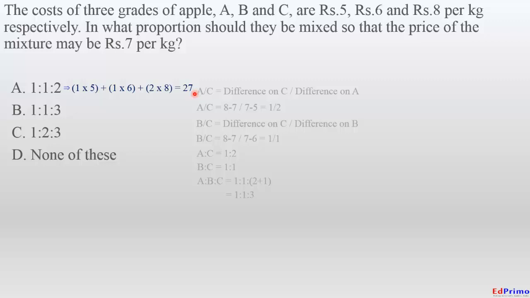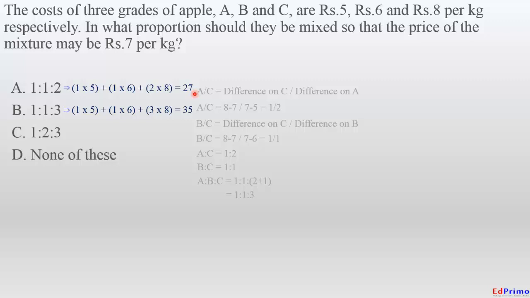Now let's try option B. In option B we find that 1 into 5 plus 1 into 6 plus 3 into 8, that is 3 over here is the proportion of your apple grade C, and therefore 3 into 8. The sum of these three will lead to 35. Now we know that 35 is a multiple of 7 and this could be the answer.